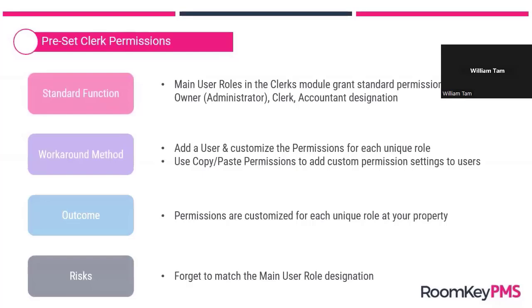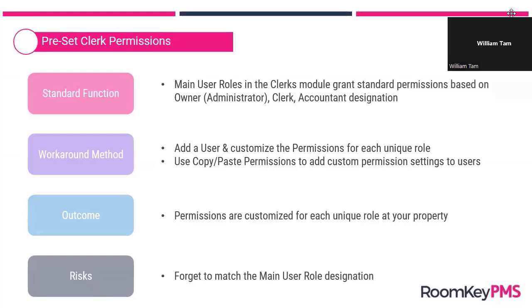This is the ability to preset clerk permissions. Now, the standard functionality in RoomKey for clerk permissions is based upon main user roles in the clerks module. So these main user roles are used to grant a standard set of permissions based on one of three main user roles. That could be owner administrator, it could be a clerk user role, or it could be an accountant user role.